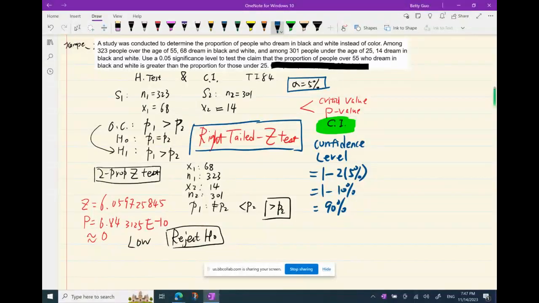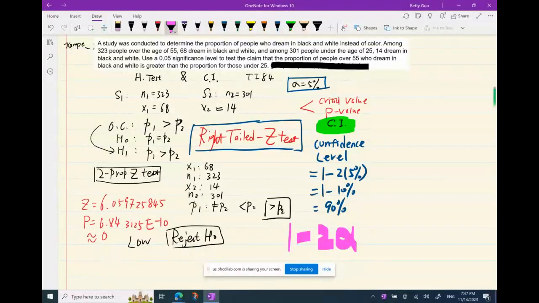If your significance level is alpha, and your test is a one tail test, then your confidence level is 1 minus 2 alpha. 1 minus 2 alpha. Let me know. Did you hear me here?